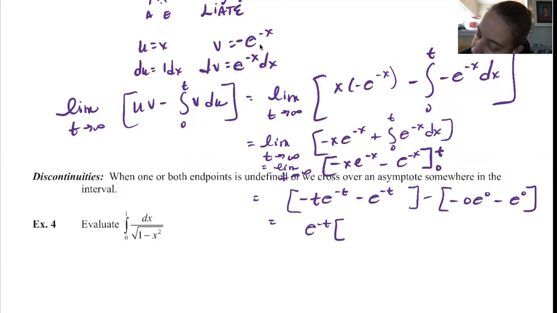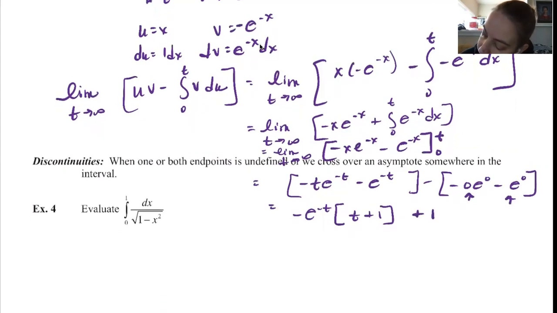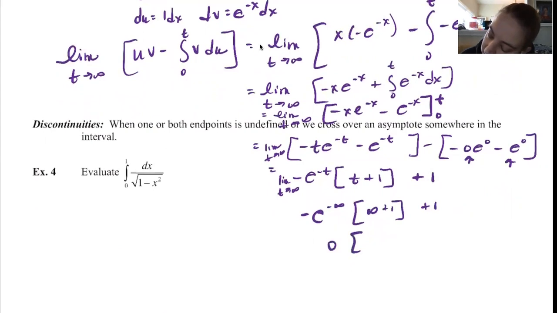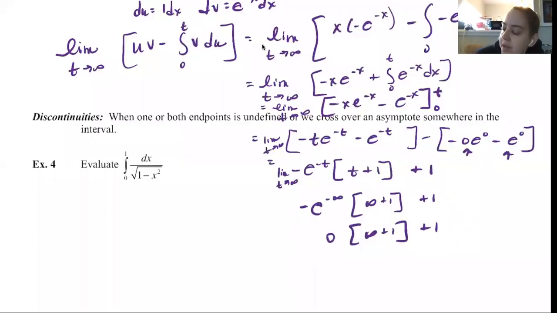So e to the negative t, I'm going to factor out a negative. This becomes t plus 1. This first term would be 0, but this one's going to be a 1. This is actually plus 1. We're still dealing with the limit as t approaches infinity. So this is negative e to the negative infinity times infinity plus 1, plus 1. E to the negative infinity is 0. So as we continue on with this problem, 0 in the beginning plus 1 means that our answer is 1. Good job.